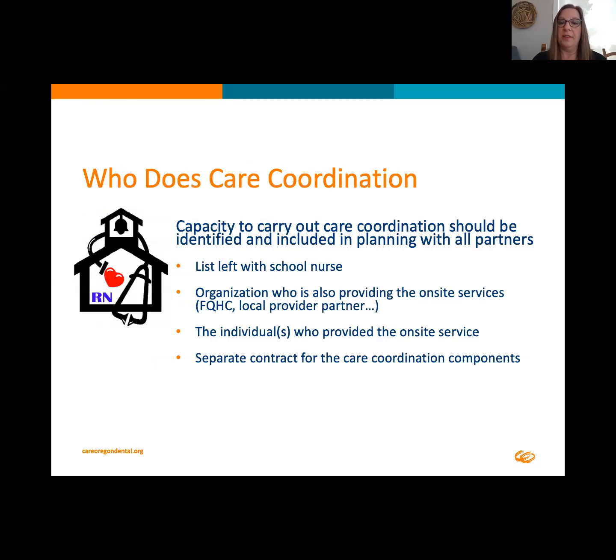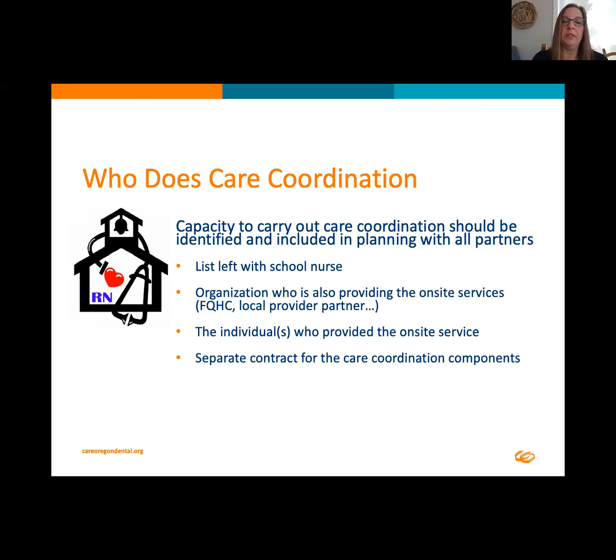Who does care coordination? We have seen this all over the board through different programs that we've either looked at or have participated in, but really identifying who is going to be responsible for that care coordination after you leave a school. Here are some examples. We don't have all of these implemented right now. Lists can be left with the school nurse. We saw that maybe 10 years ago much more frequently when we had much more robust school nursing programs in our schools. We've seen those over the years be cut away, and so that is our least preferred mechanism because it really overburdens our school nurses. They are fabulous champions of oral health, but they really just haven't had the capacity to do that kind of follow-up.